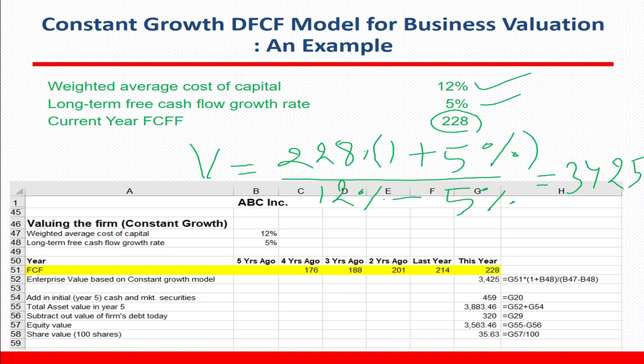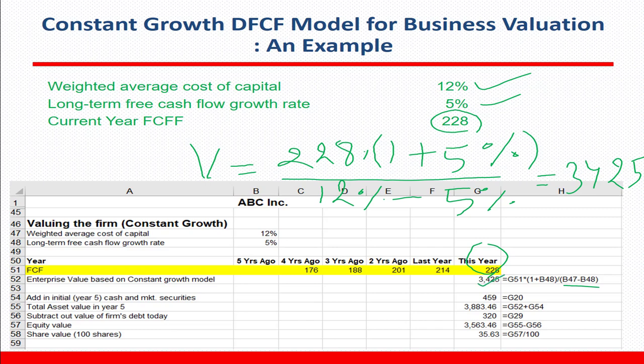You can see, this is the current period cash flow, and to compute the enterprise value, you simply use the formula here: current period cash flow times 1 plus the growth rate, over the weighted average cost of capital minus the long run growth rate. And this is how you compute the enterprise value.